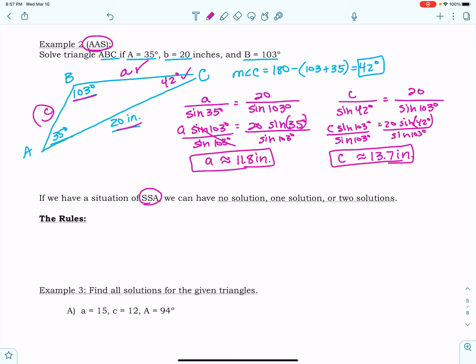Now, the nice thing about your triangles is that you can always check to see if you're right, because remember your triangle rules, your longest side is across from your biggest angle, and your smallest angle is across from your smallest side. So notice 20 inches is our longest side across from the biggest angle, and 35 is our smallest angle, and A is less than side C. Beautiful!